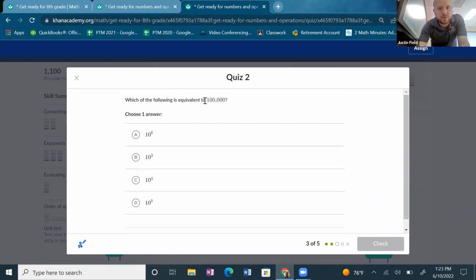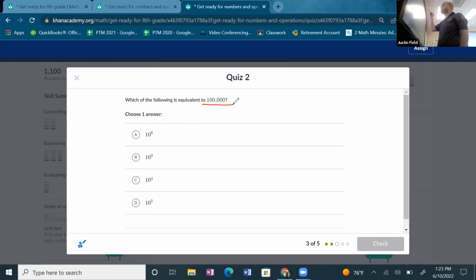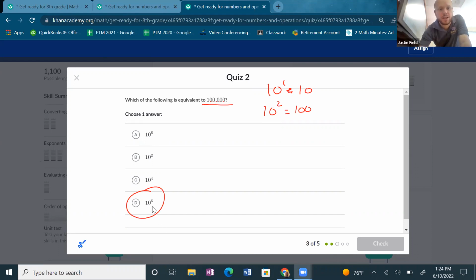Which of the following is equivalent? So powers of 10 come up in 8th grade for like a whole month, scientific notation. And so you want to know about that. So when I look at this number, the number of zeros is the exponent. For example, 10 to the first is 10. 1 zero, exponent of 1. 10 to the second is 100. 2 zeros, exponent of 2. So what do we have? 1, 2, 3, 4, 5. 10 to the 5th. Pretty easy, huh?